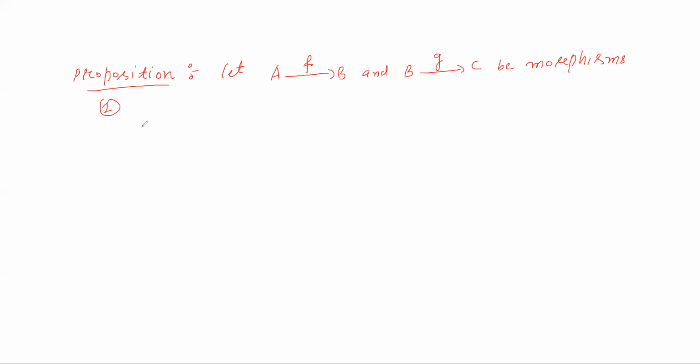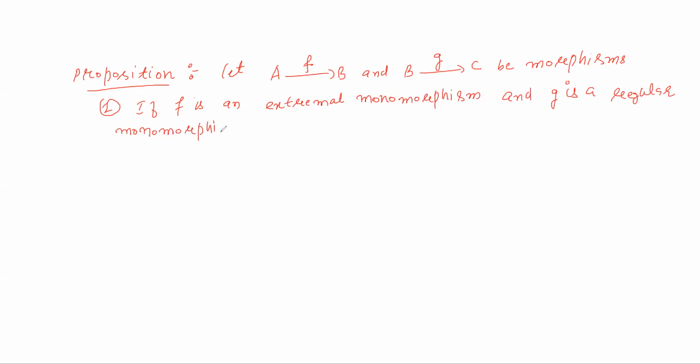If f is an extremal monomorphism, and g is a regular monomorphism, then g composition f is an extremal monomorphism.